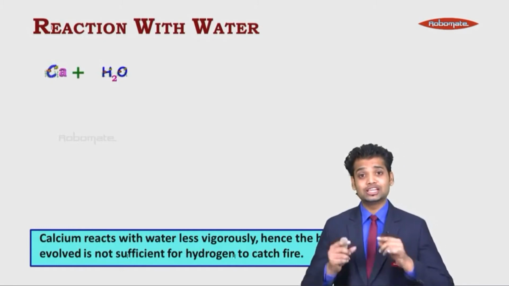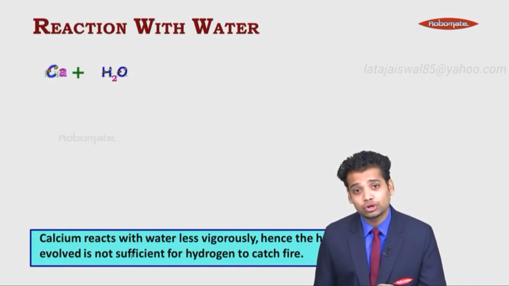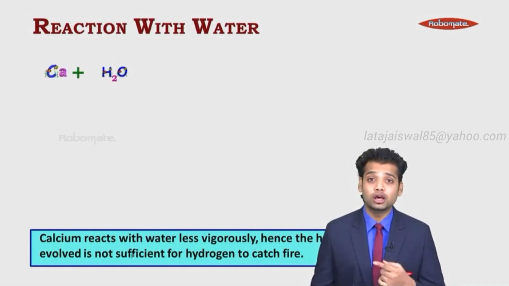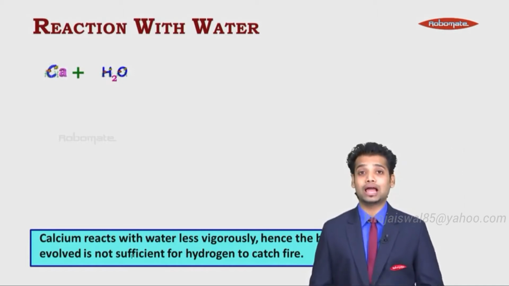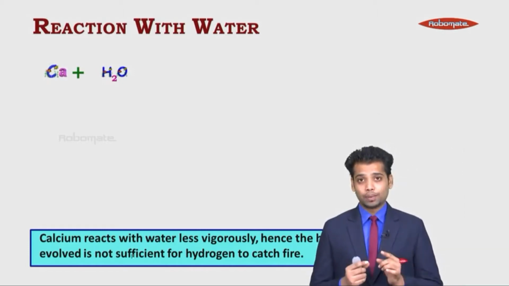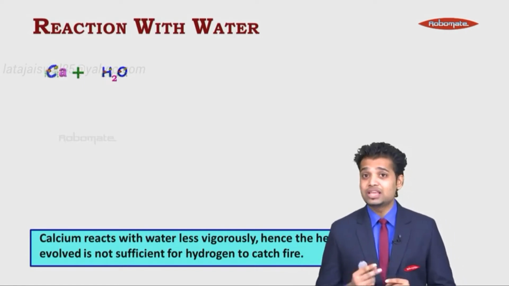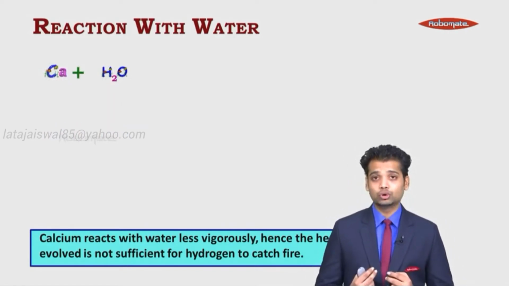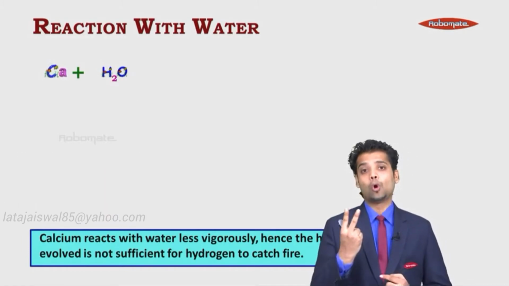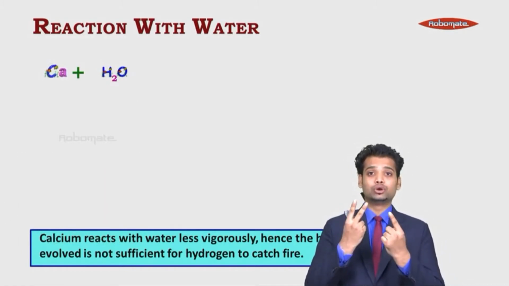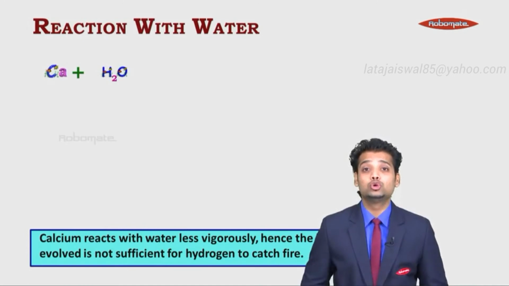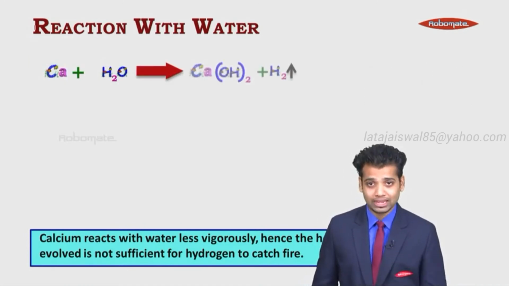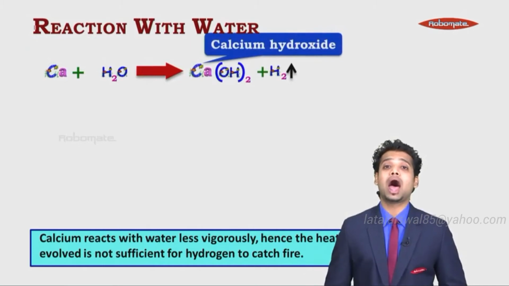Let's see the reaction. Calcium plus H2O again is going to form calcium oxide. This calcium oxide is in turn soluble in water to form calcium hydroxide. Now pay attention to this very carefully. Ca is going to react with OH. When it does so, Ca's valency is 2, OH valency is 1, so it is going to form Ca(OH) twice, not CaOH2, Ca(OH) twice, that is nothing but calcium hydroxide.